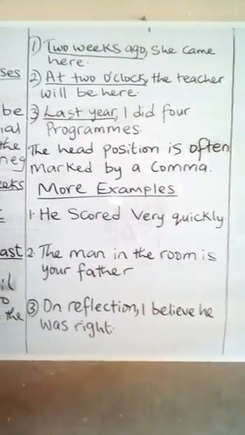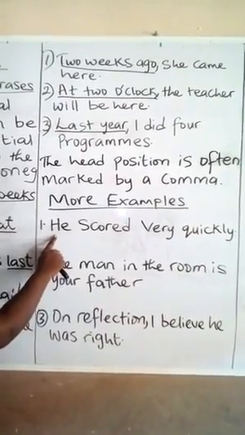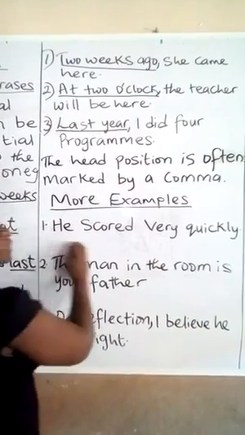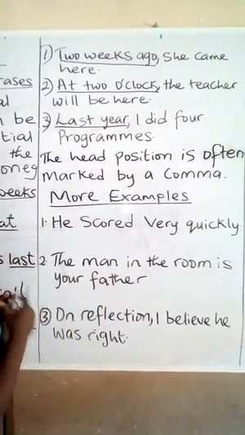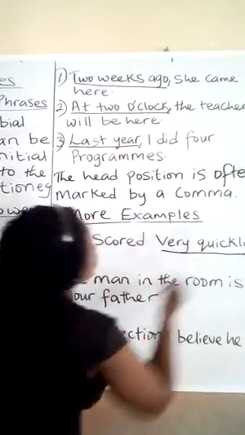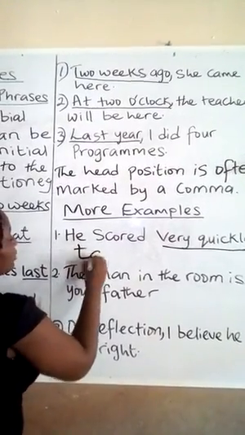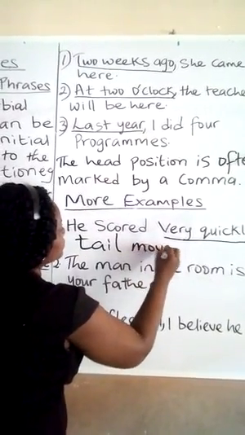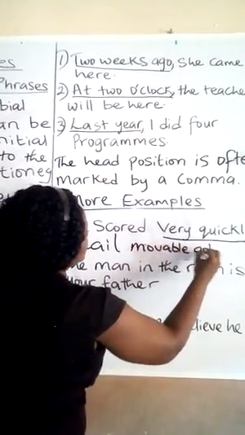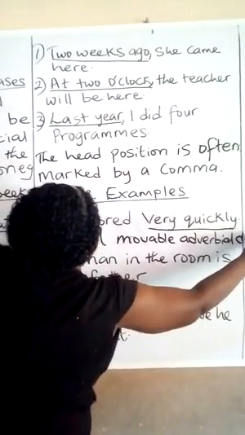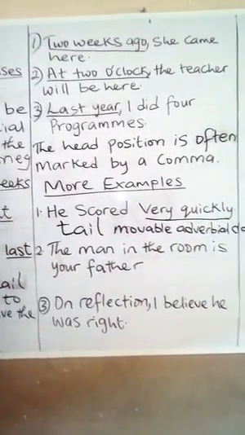Let's look at more examples here. He scored very quickly. If you look at this sentence, you see that there is no comma. So this is definitely going to be a tail sentence. What did he do? He scored. How did he score? Very quickly. So very quickly becomes our tail movable adverbial phrase.